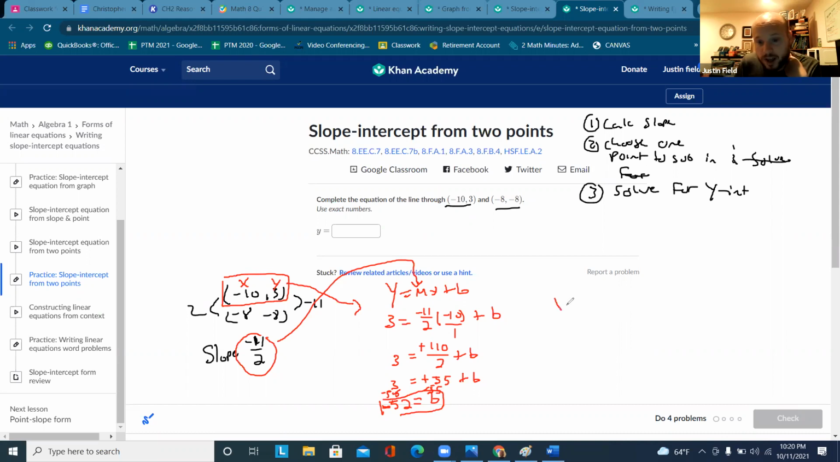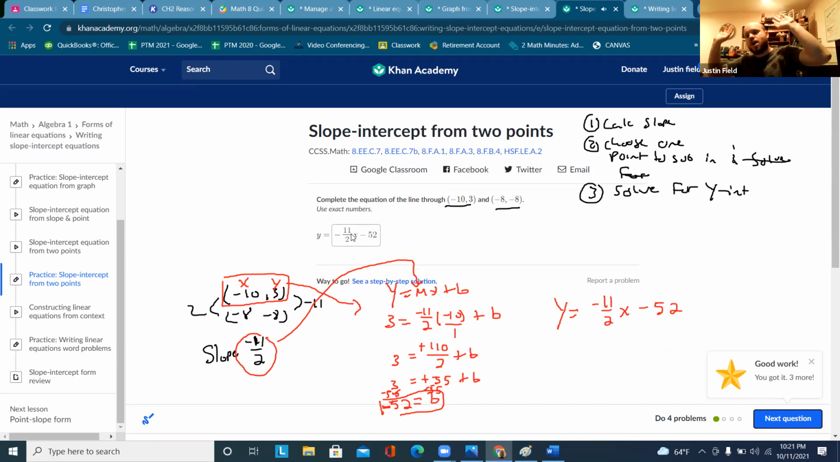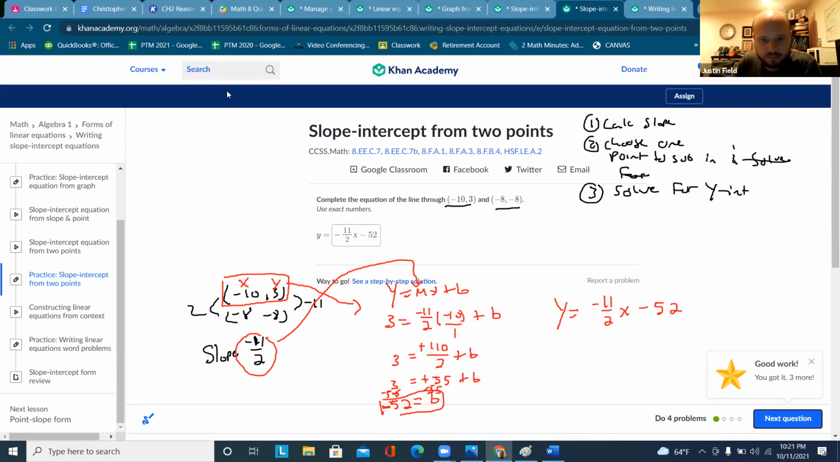So let's see what we got. We have a slope of negative 11 over 2x minus 52. Let's put it in, see what we get. Negative 11 over 2x minus 52. Oh yeah, raise the roof. See, math is not a race. You just gotta pause the video sometimes and slow down, right?